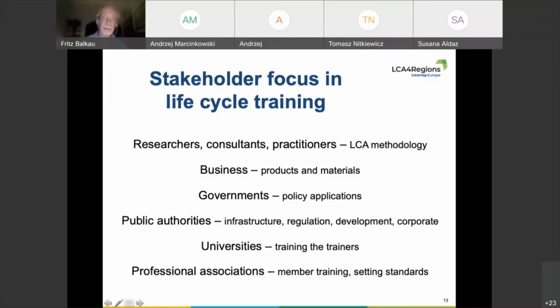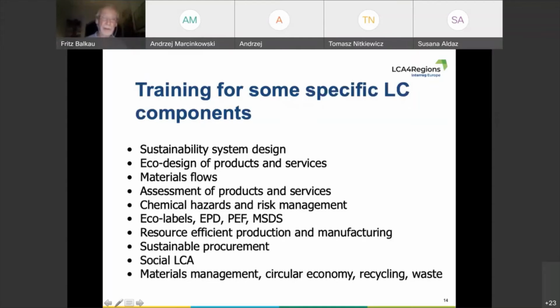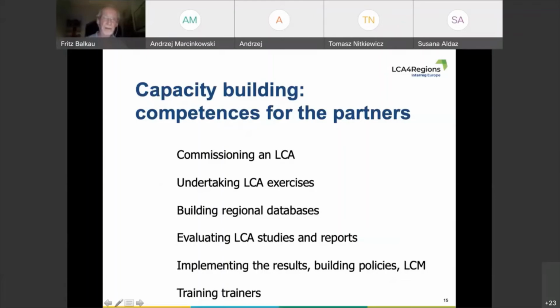Here we have, it's more of a recall than a message. These are some of the areas in which we see life cycle training taking place now in some shape or form. Eco-design, it's quite common. Materials flows, assessment of products and services, this is very common. Chemical hazards, we're looking into some of the more environmental life cycle management issues, such as eco-labels, EPDs, material safety data sheets, and so forth. Sustainable procurement, social LCA as an assessment methodology, and materials management generally. These are some of the capacity building areas that we need to address in order to build competence in the various stakeholders and partners.